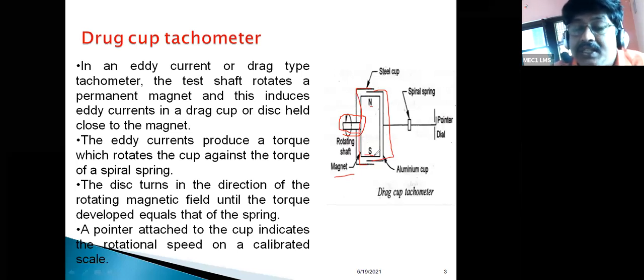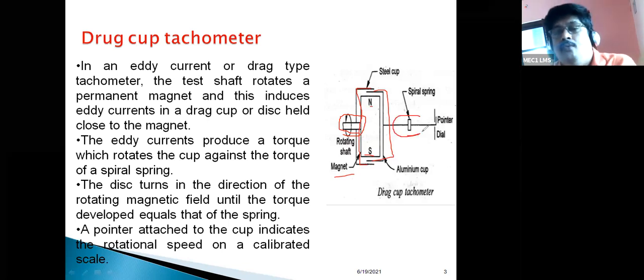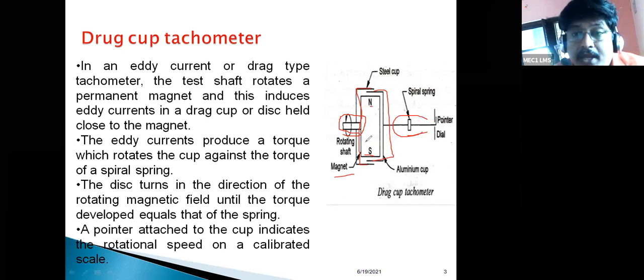Eddy current is induced in the drag cup. This eddy current produces torque that rotates the drag cup against the torque of the spiral spring. So what we have to understand is that the drag cup turns in the direction of the rotating shaft or rotating magnet. Do you understand?